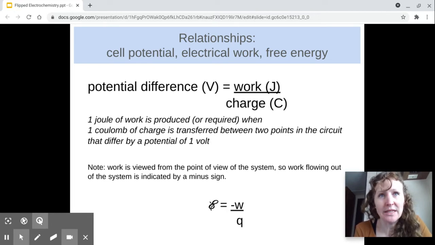So at this point in time, we're going to take a little bit of time and draw some relationships between some of these electrochemical concepts and some thermodynamic concepts. So we'll start out by looking at the relationships between cell potential, electrical work, and free energy.